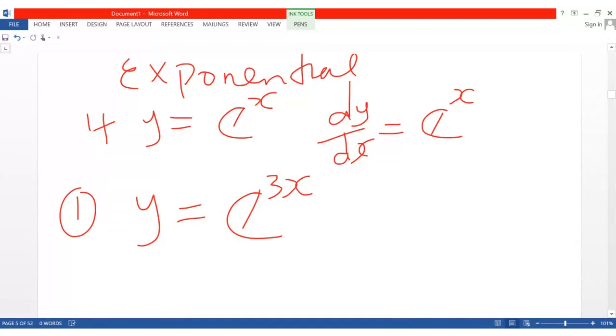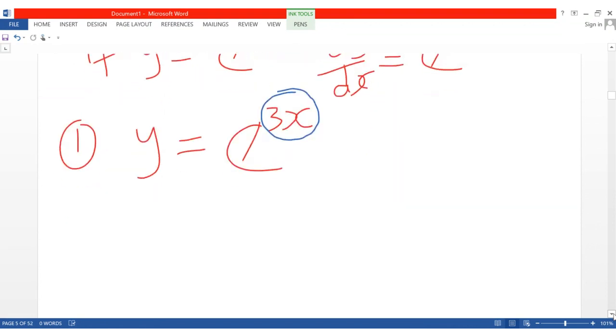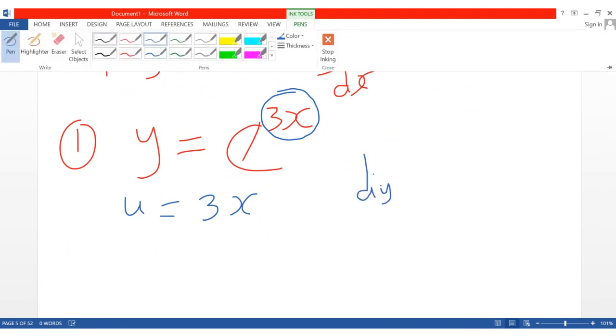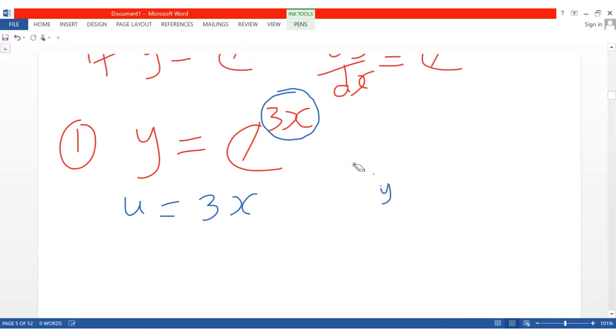This is the one that we normally call our u. So for exponential, you go just to the power. You want to differentiate this one, so I want to use the chain rule. Let u be 3x. Then I write y in terms of u, so y will be given by exponential u.